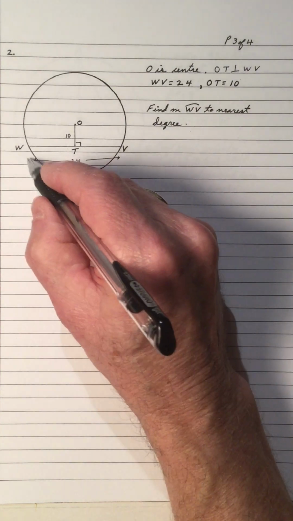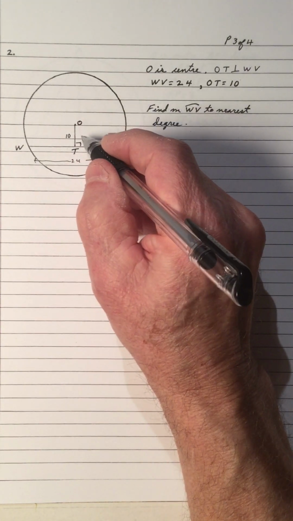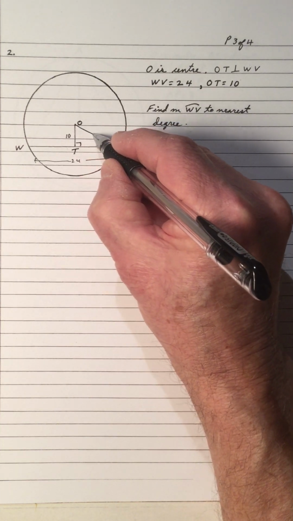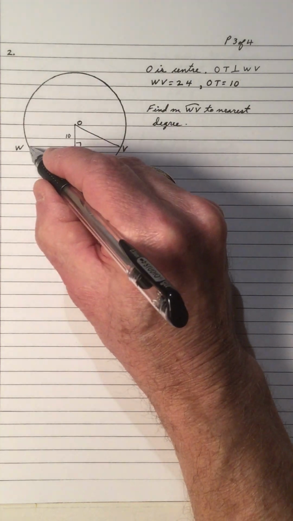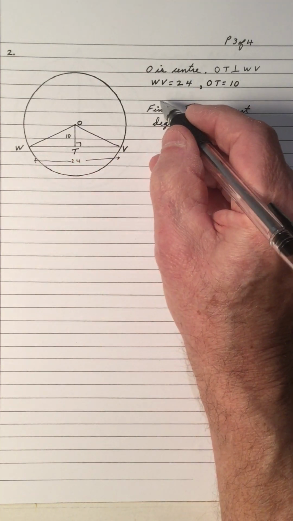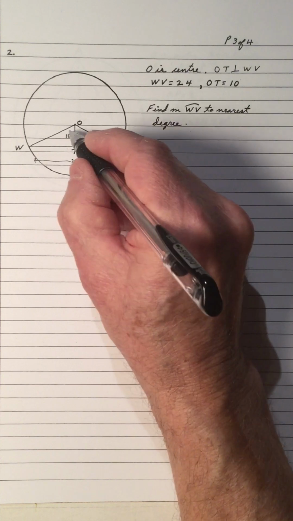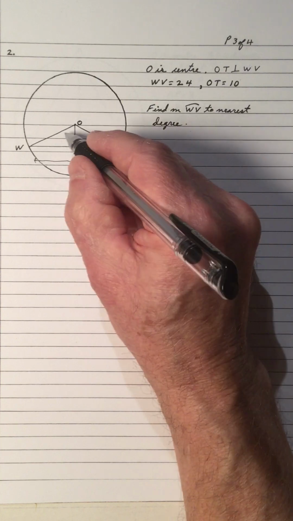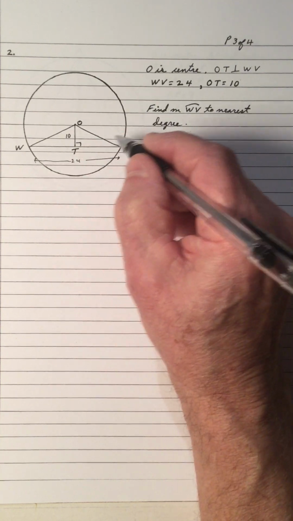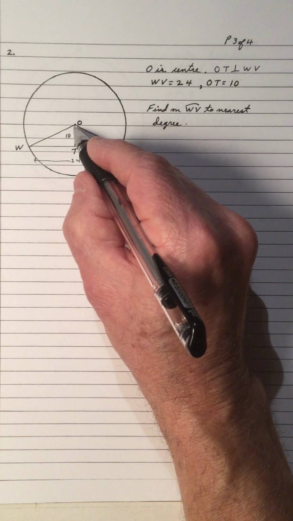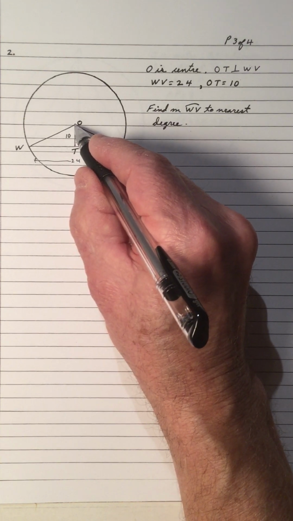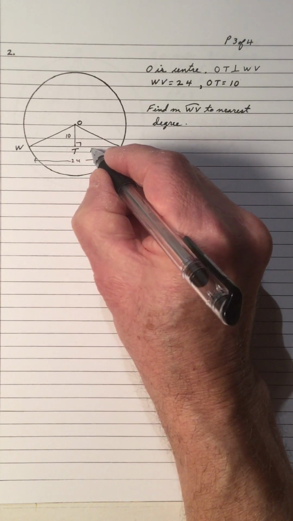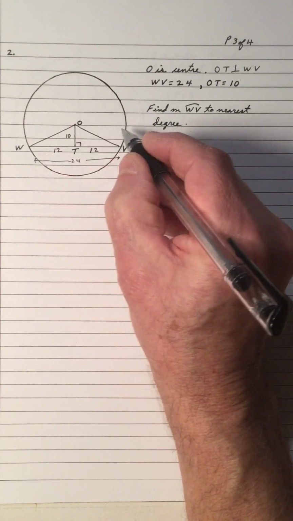To get the size of this arc, I need to get the size of the central angle. So let's draw this radius and this radius. Now, I have the radii drawn, so if I can find the measure of the angle WOV, then I'll have the measure of the arc because they're the same. A segment drawn from the center of the circle perpendicular to a chord bisects the chord. So this is 24, so this is 12 and 12.